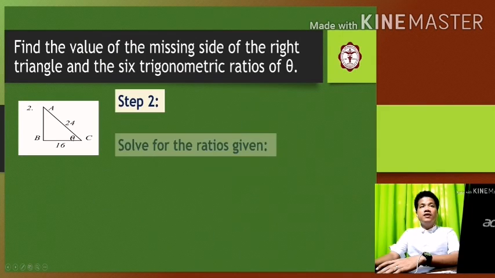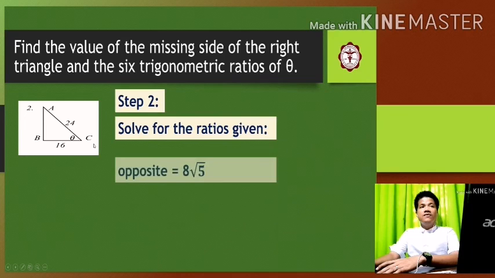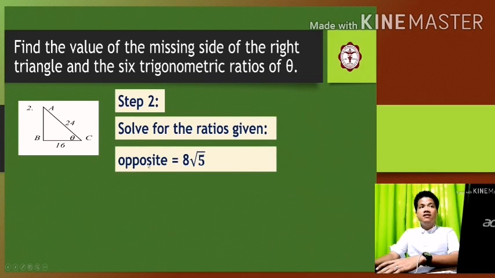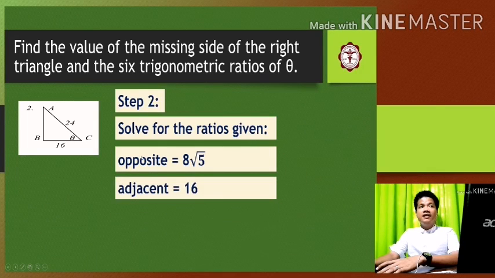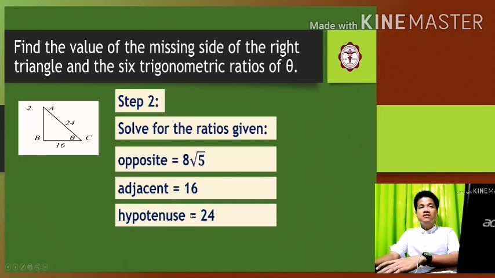Step 2, solve for the ratios given with the sides. Opposite side is equal to 8 square root of 5, which is the value of a. Adjacent side, or the side next to the theta, we have 16. And then hypotenuse, which is the longest side, with a value of 24.